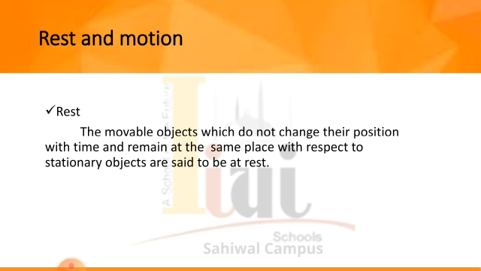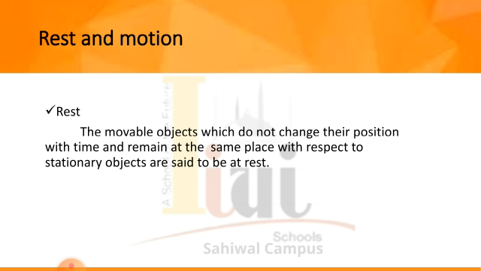Rest. The movable objects which do not change their position with time and remain at the same place with respect to stationary objects are said to be at rest. So first we will discuss the stationary objects. The position of some objects is fixed on the earth. This fixed position of these objects is known as stationary state, and these objects are known as stationary objects. So the movable objects that do not change their position and remain at the same place with respect to the stationary object are said to be at rest.